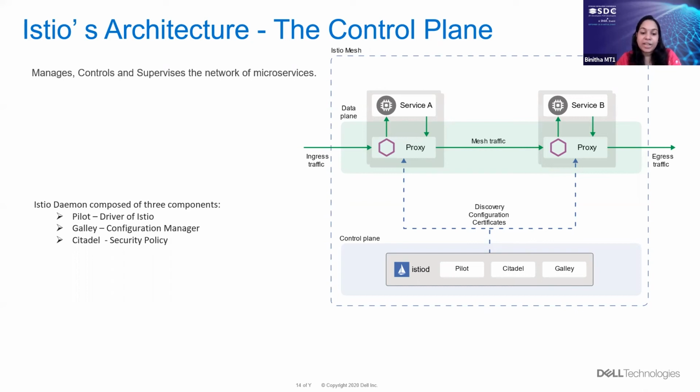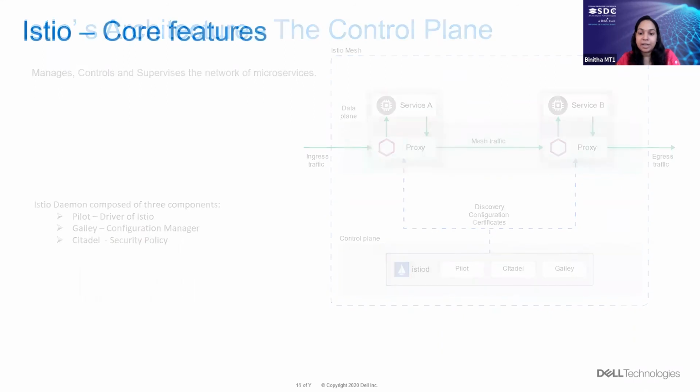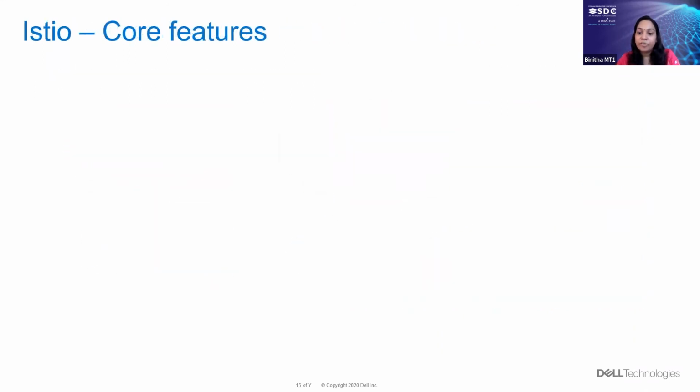Pilot fetches configurations from Galley, as I said before, and lets you specify which rules you want to use to route traffic to your proxies. It also helps you configure service recovery from failures such as timeout, retries, circuit break, etc. So that was the main advantage of Pilot.